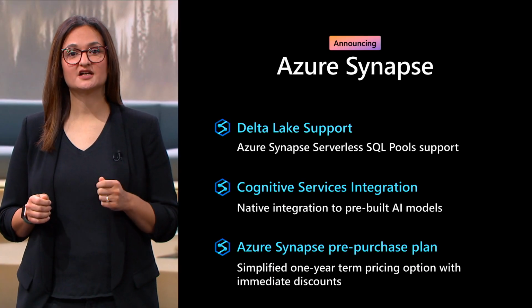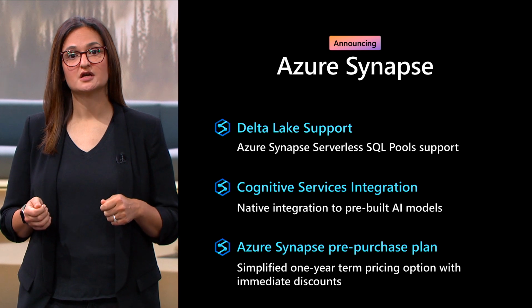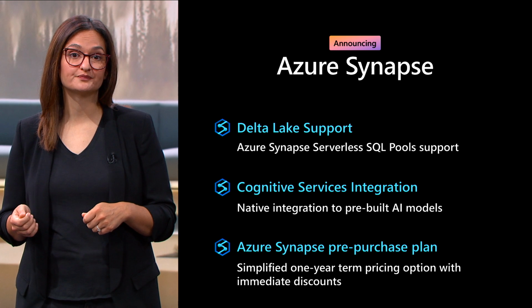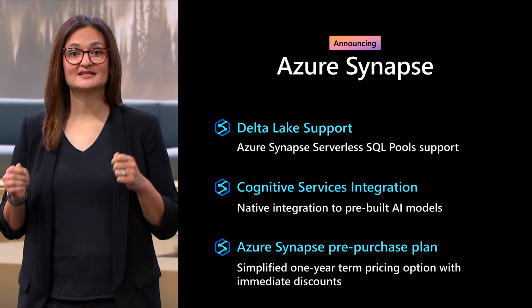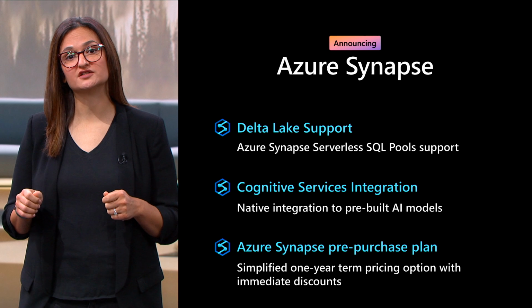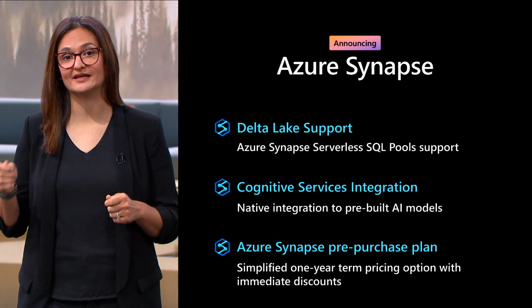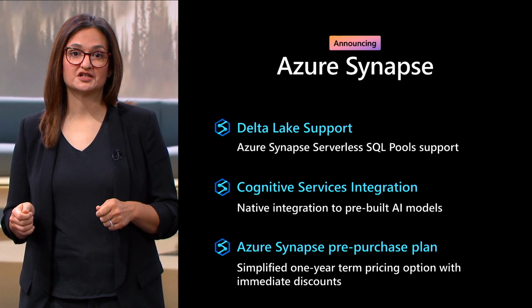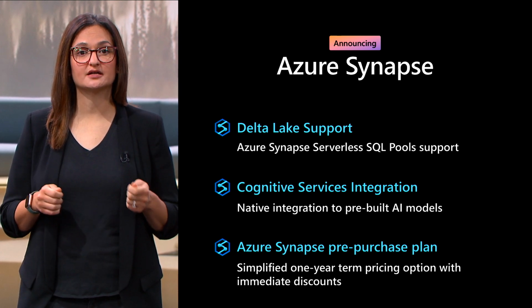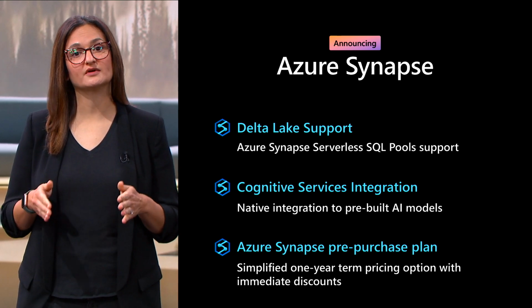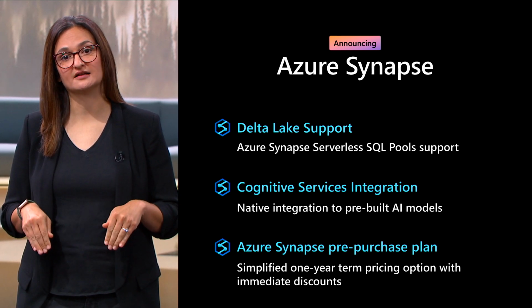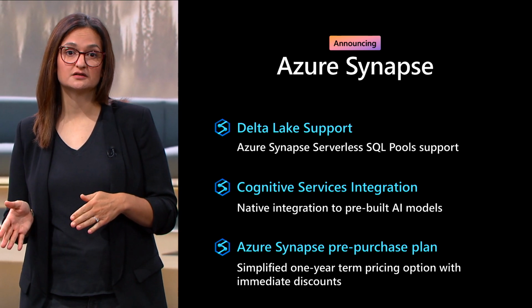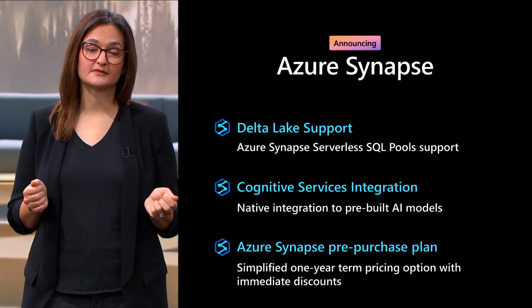First, we expanded the current Delta Lake support in Spark pools to enable querying Delta Lake in Synapse serverless SQL pools also. This allows analyzing Delta Lake datasets and building reports using the T-SQL language directly in Azure Synapse. Second, Cognitive Services integration allows you to use Azure Cognitive Services pre-trained models to enrich your data with AI in Azure Synapse Analytics. You can do so with the Cognitive Services wizard in Synapse Analytics or write your own code.